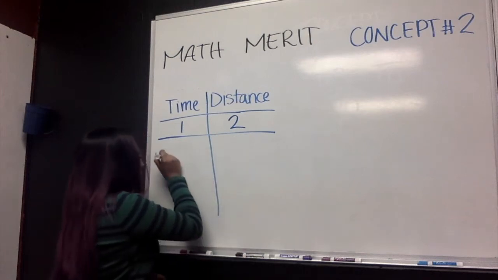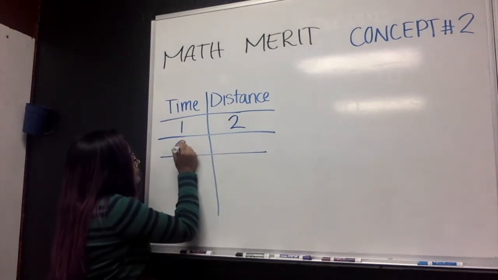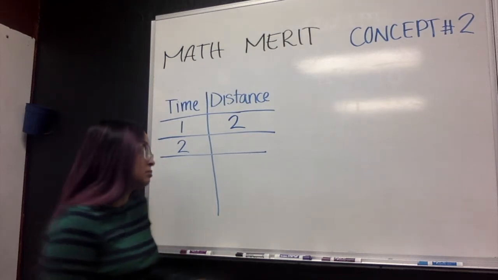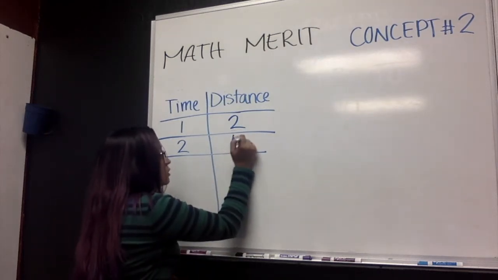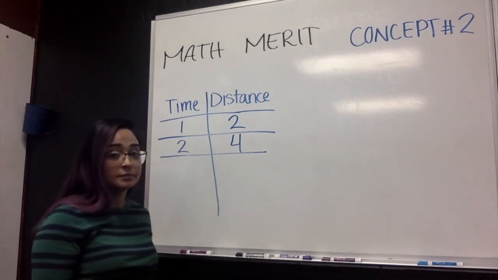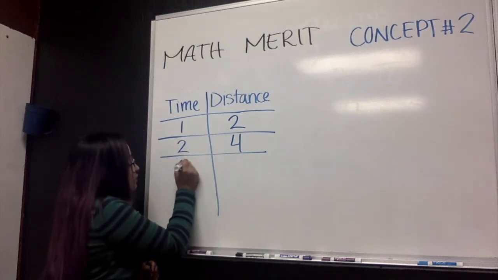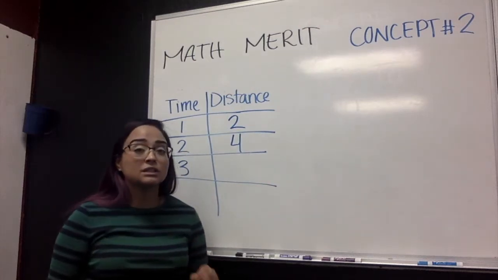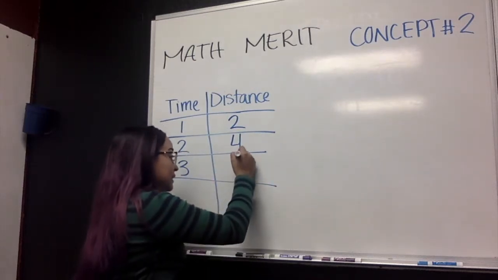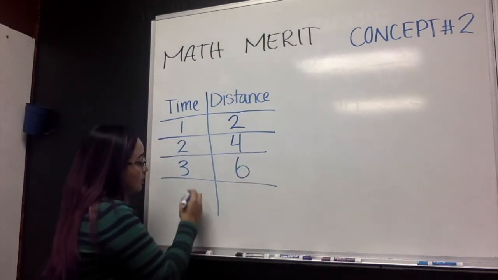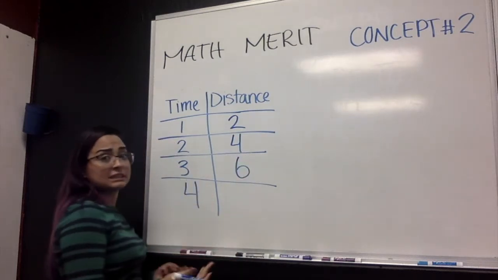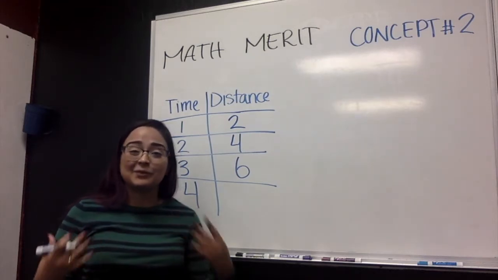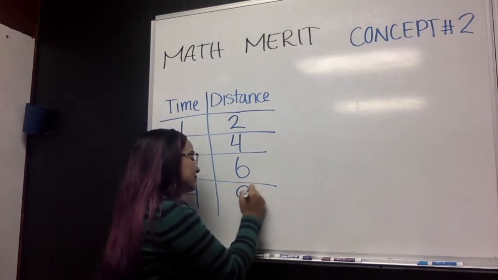The second hour I was there, I continued walking. So I walked a total of 4 miles. The third hour I was there, I walked a total of 6 miles. And because who doesn't spend 4 hours at a park? The fourth hour I was there, I had walked a total of 8 miles.